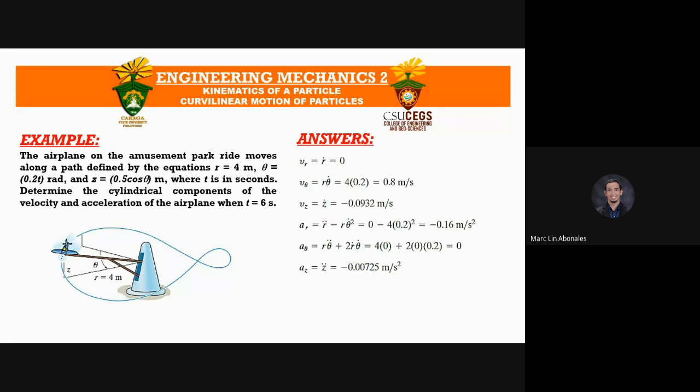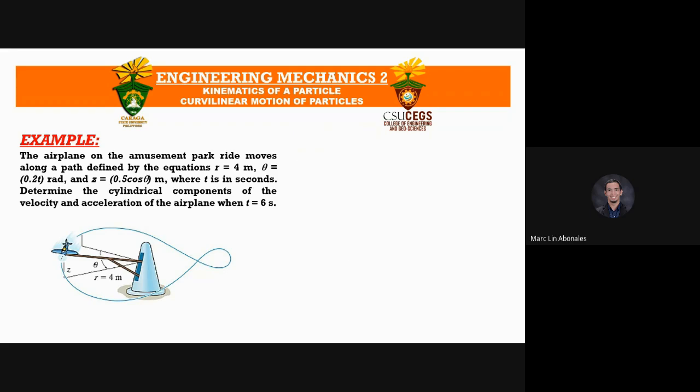So if you notice, on the right side, those are the cylindrical components of velocity and acceleration. So we have the V_r, V theta, V_z, and their corresponding equations. And also for the acceleration, we have its cylindrical coordinates, A_r, A theta, and A_z. So let us solve this last example problem for cylindrical components.